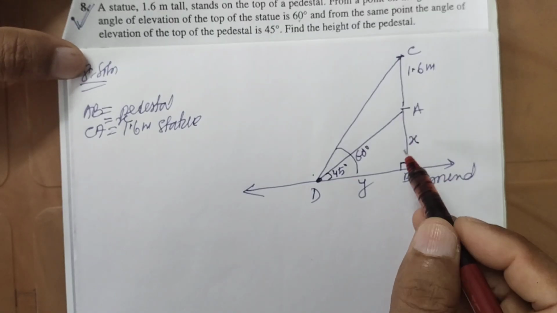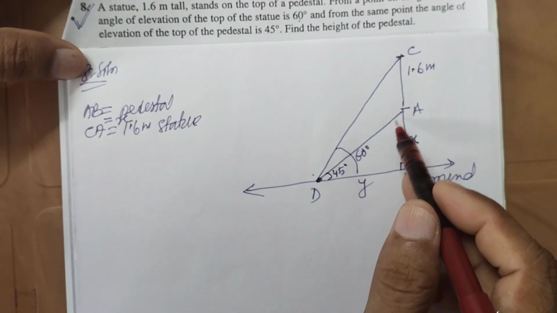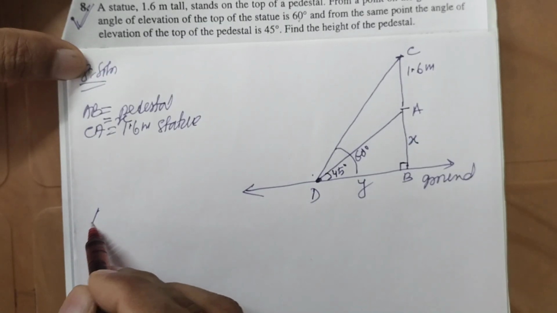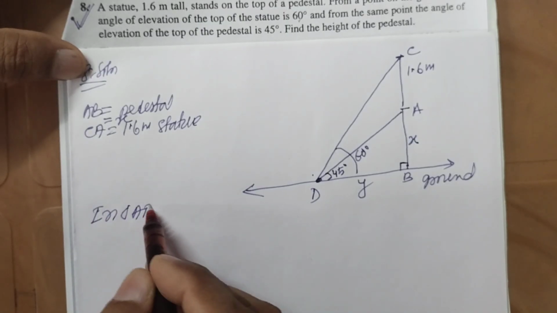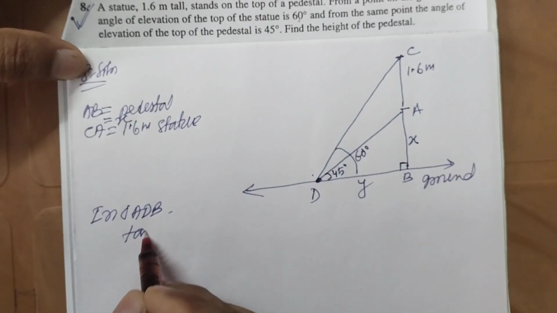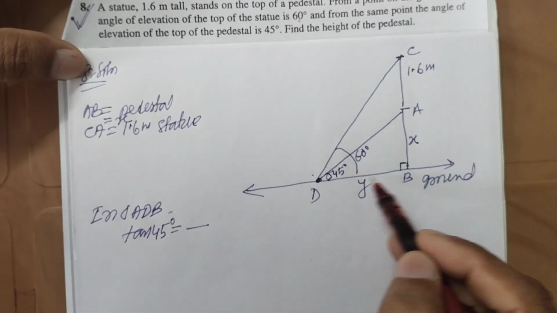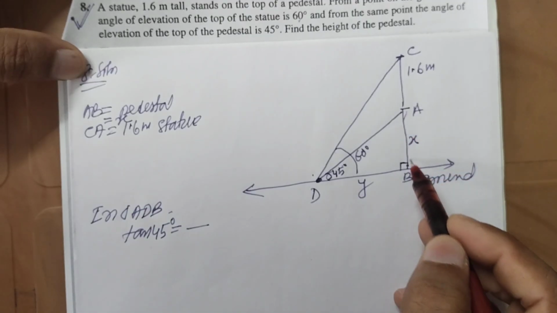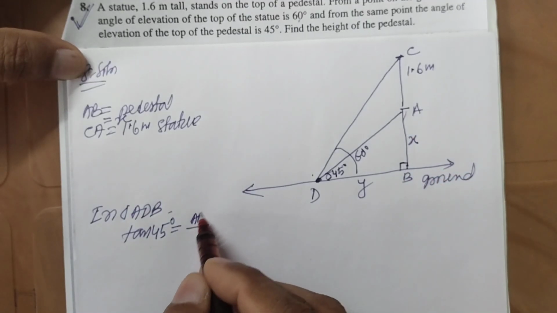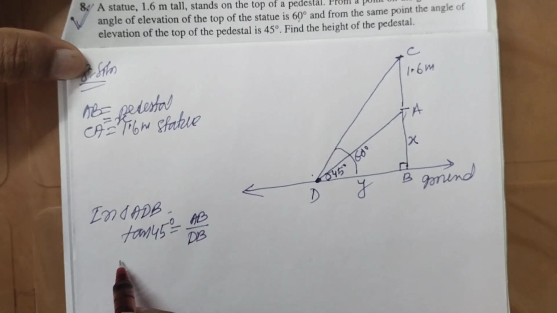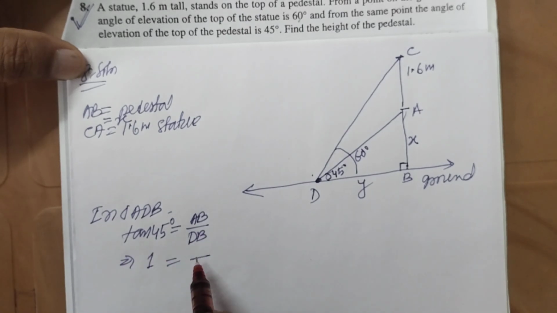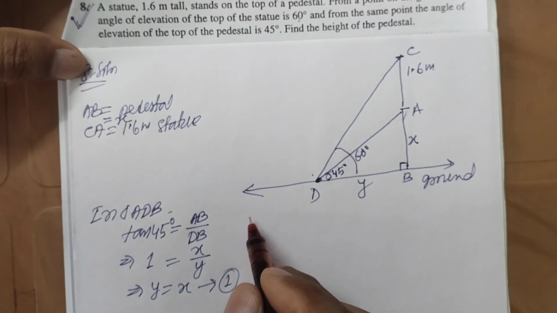Here also we will just use tan theta 2 times. Once in triangle ADB. You see in triangle ADB, tan theta is 45 degree, in ADB perpendicular by base, it is AB by DB. Tan 45 value is 1, AB is x, DB is y, so cross multiply, y equal to x. You can mark it equation 1.